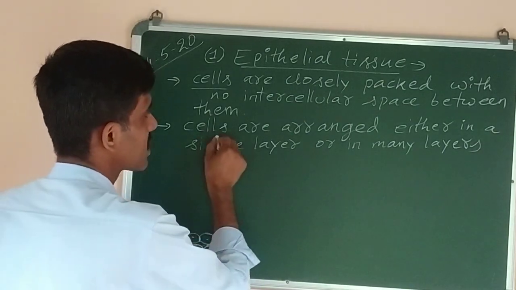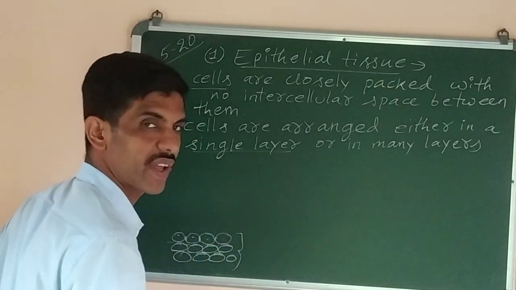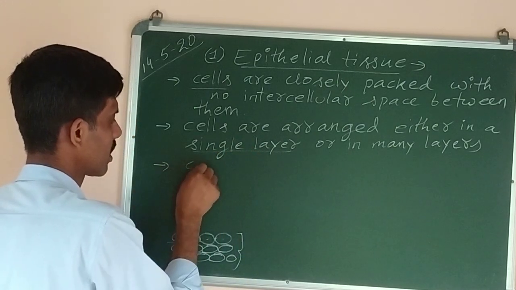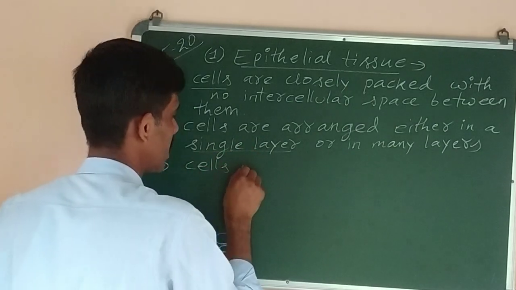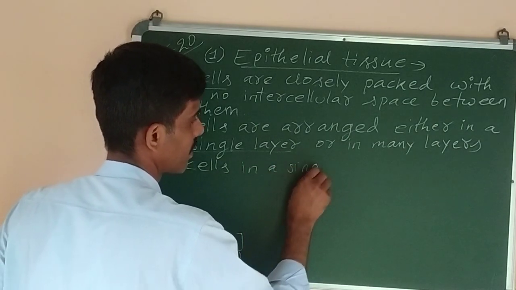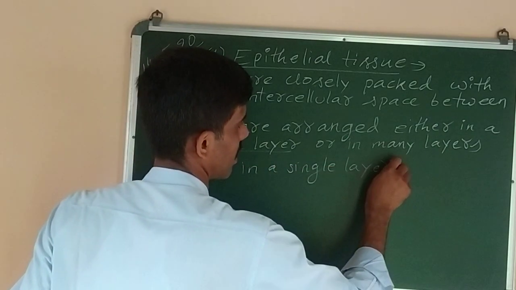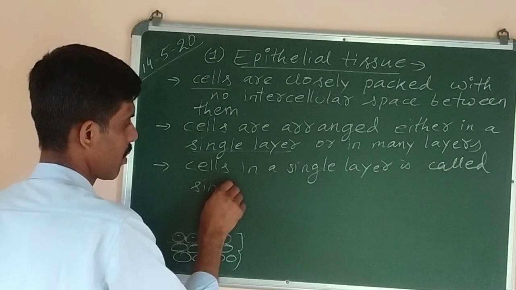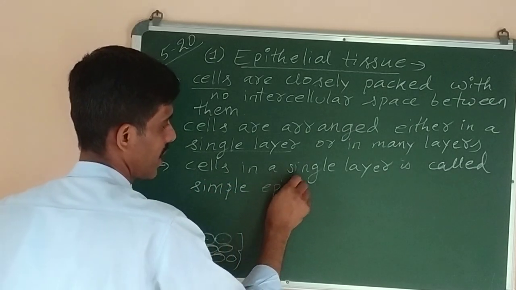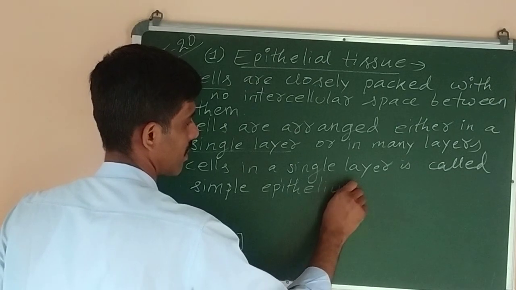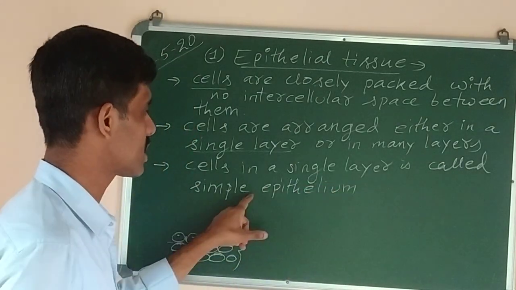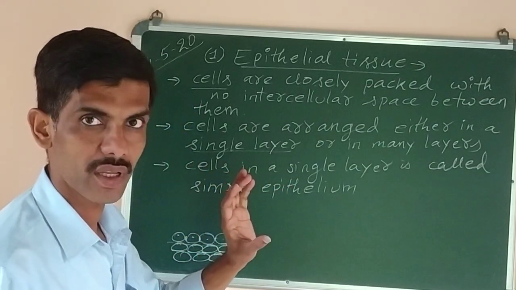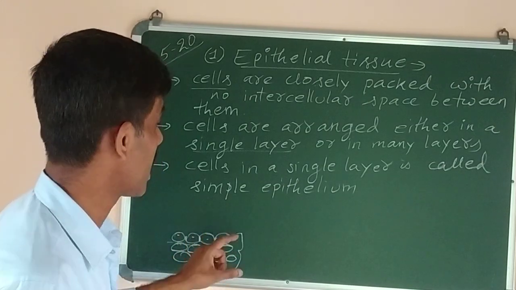So when the cells are arranged in a single layer, it is called simple epithelium. Cells in a single layer are called simple epithelium. Now try to learn what is simple epithelium and what is stratified epithelium. Cells in a single layer is called simple epithelium. Means such epithelial tissue in which the tissue is made up of one layer of cells only. They are called simple epithelium.